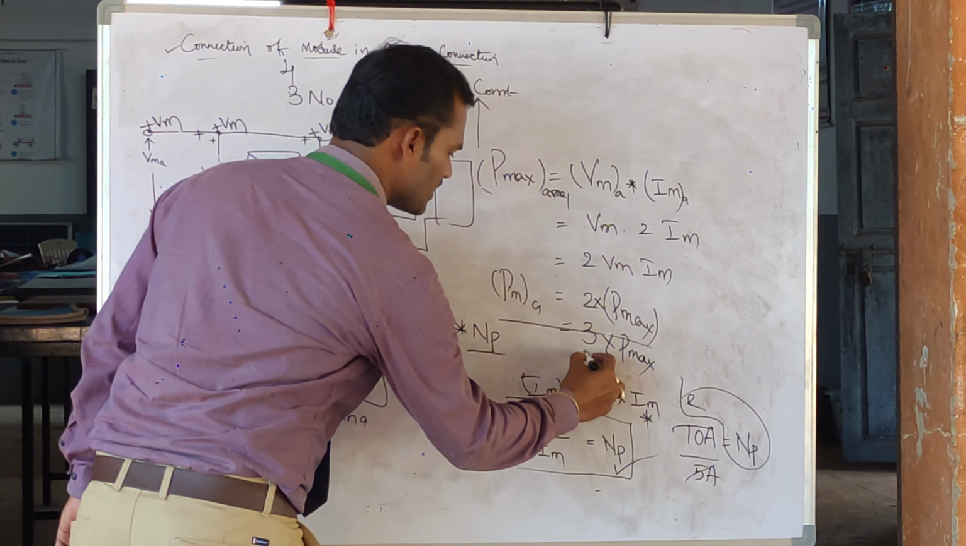So the resultant you can write down as Np multiplied with Vm into Im. So Np is nothing but the number of panels you connected in parallel. If the number of panels is 2, the power is 2 times Pmax. If the number of panels is 3, the power is 3 times. If the number of panels is 4, the power is increased 4 times. If the number of panels is 5, the power is increased 5 times. This is nothing but 5 times Vm Im. So this is how to connect the number of panels in parallel connection.